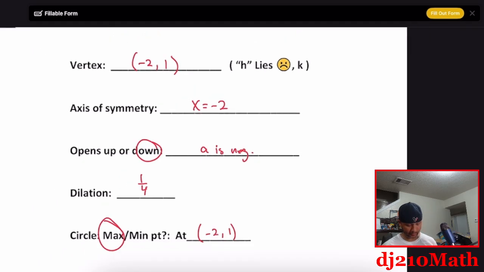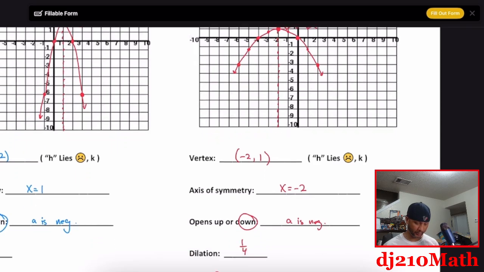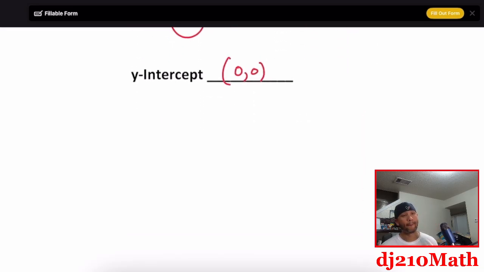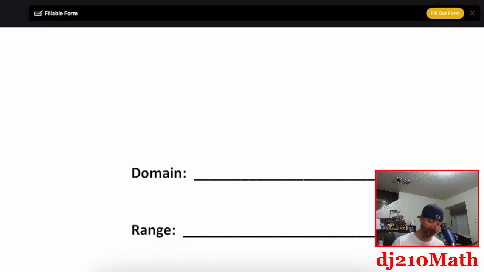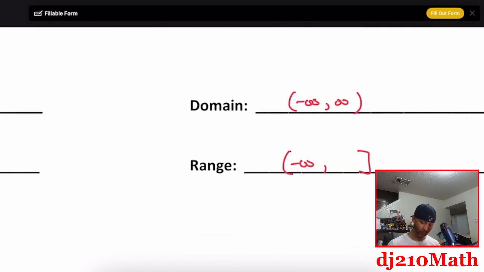The y-intercept, did we find it? We did. It was at the origin, 0, 0. That's nice. I didn't even catch that. 0, 0. Domain, all real numbers. Range, since it opens down, it's going to go from -infinity up to the y value of the vertex. What was it? 1, 1.